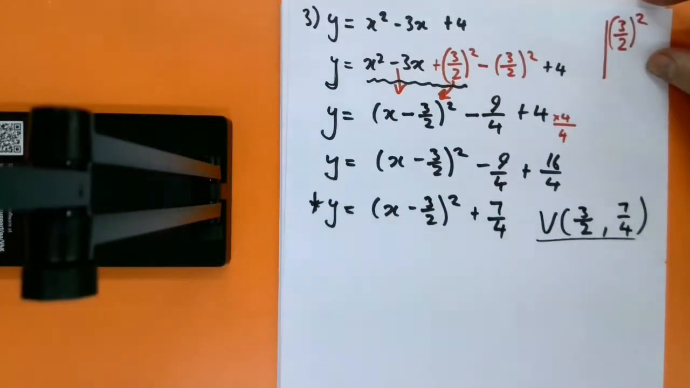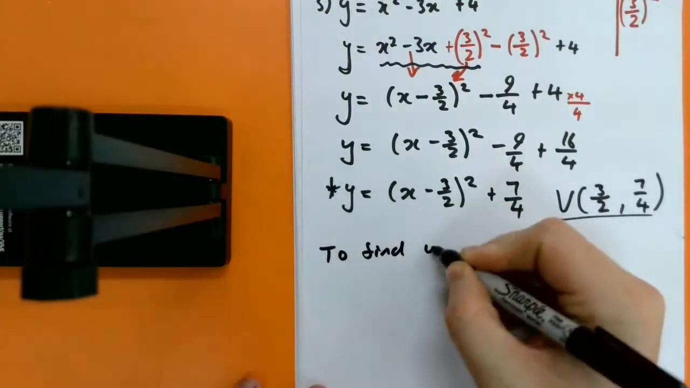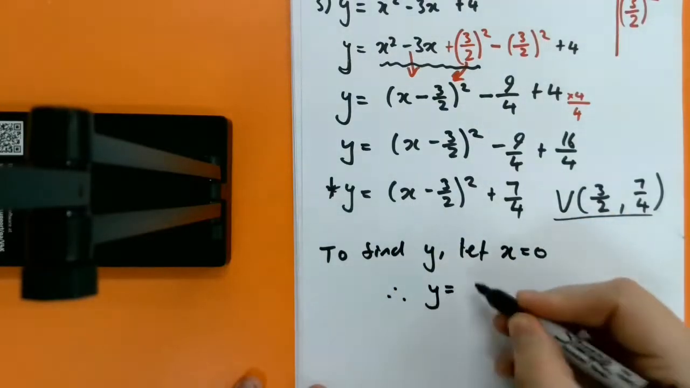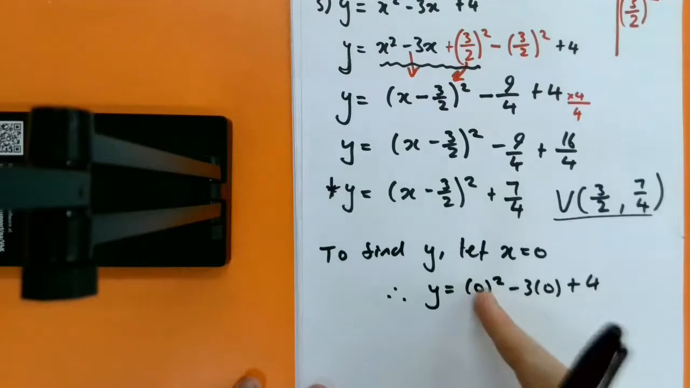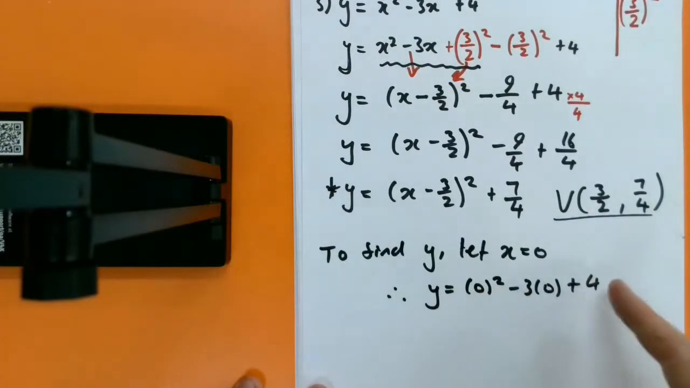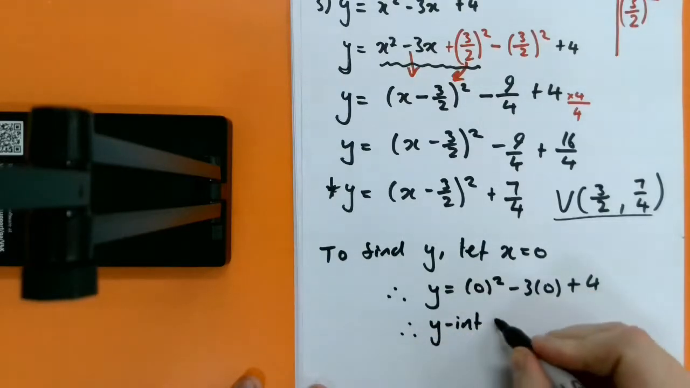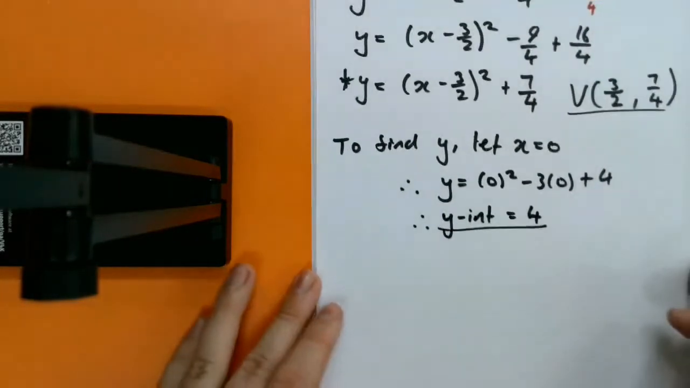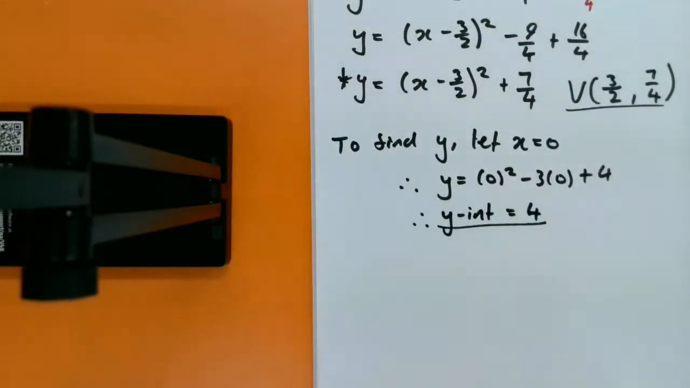Alright, so we found the coordinates of the vertex, now we need to find the x-intercepts and the y-intercepts. So, to find our y-intercept, we let our x equal 0. Therefore we now have y is equal to 0 squared minus 3 times 0 plus 4. That's 0 plus 0 plus 4, so our final answer for our y-intercept is positive 4. Okay, to find our x-intercepts, we should really check using the discriminant to see how many we actually have, before we start delving in too deeply.